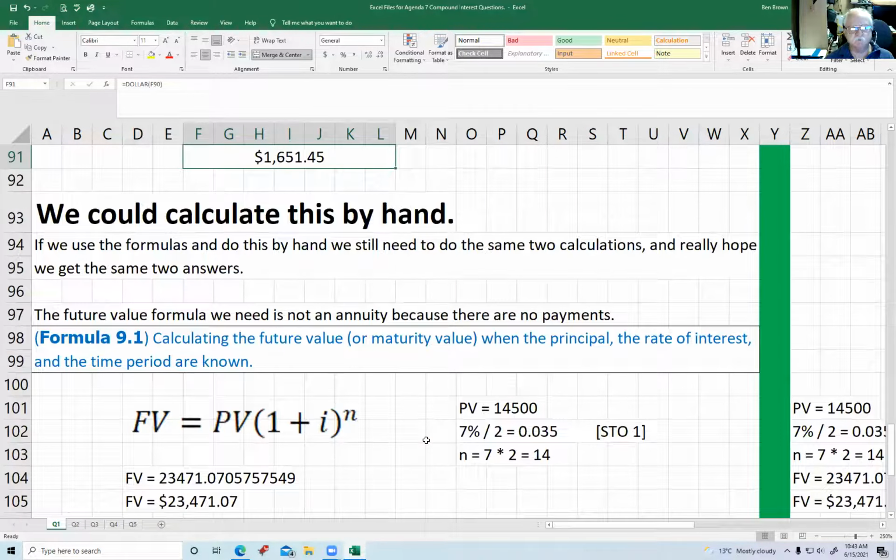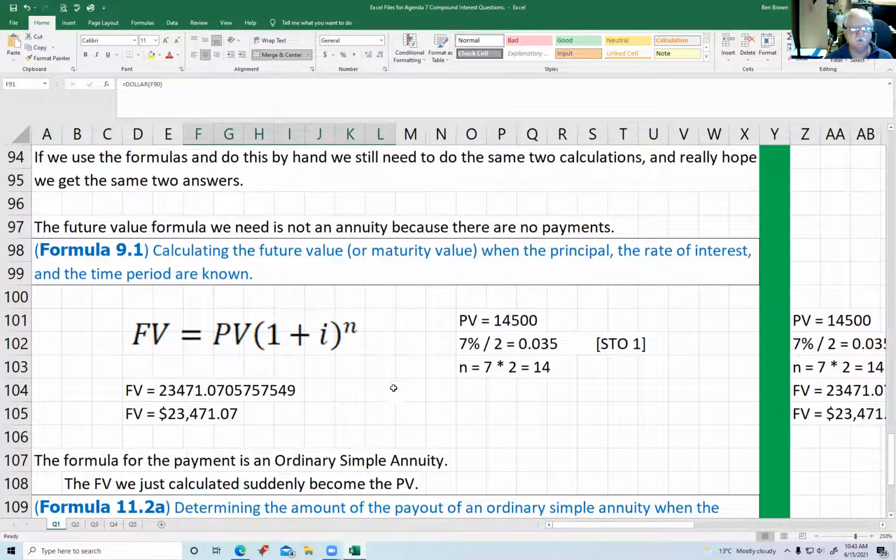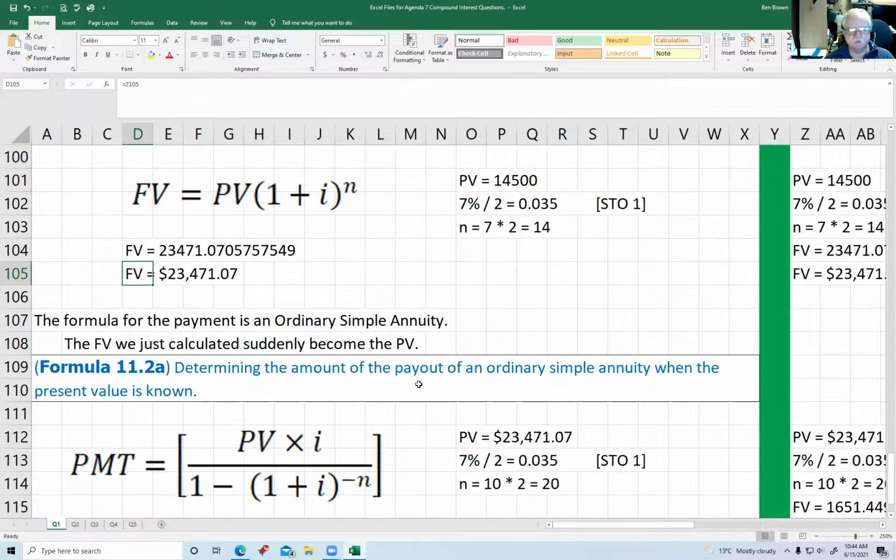The bad news is we could also do this by hand. The formula for the future value is basically from formula 9.1, because this is not an annuity. This is just a sum of money for a certain amount of time. In this case, we have to calculate I, and we have to calculate N. And if we do it correctly, we'll come up with exactly the same answer that Excel and the BA2 Plus came up with.